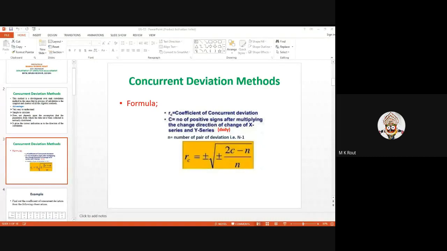If you have finished, just text a message on the chat box, then we'll proceed to the next slide. Sir, capital N means number of items? Yes, capital N means the number of items, and small n stands for the number of observations.